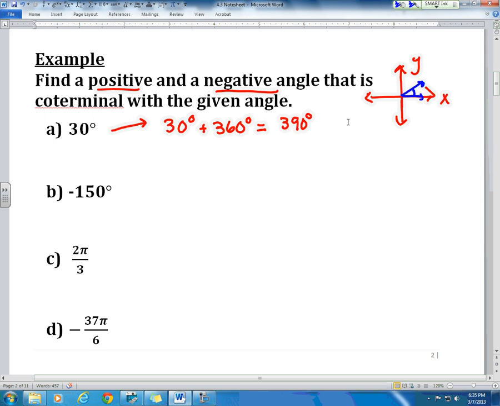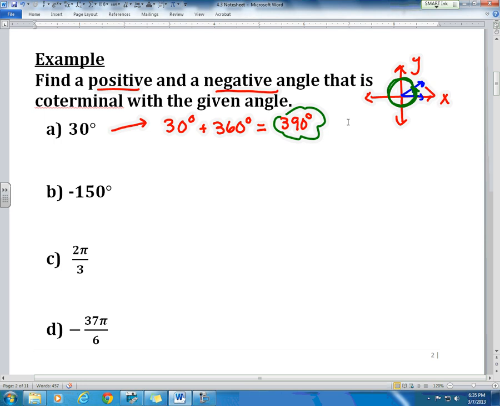Okay, if that's 30 degrees in there. If I were to have gone another 360, like if I had gone 360 degrees around from where that terminal side was, so back again, that would be a total angle of 390 degrees, which means I fall in the same spot. So this is a positive angle measure that's coterminal with 30 degrees.